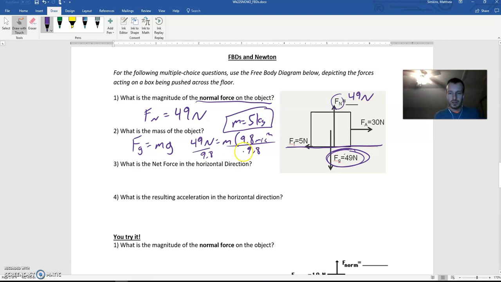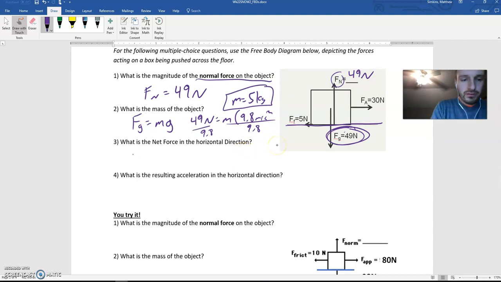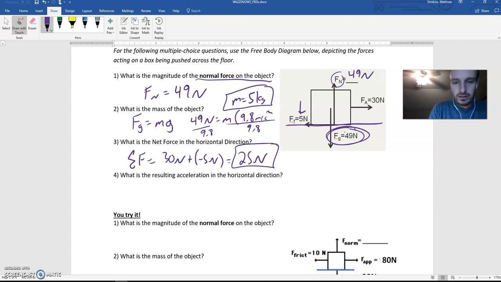What's the net force in the horizontal direction? Well, the net force is the sum of the forces, right? So you do 30 newtons plus minus 5 newtons, because this is to the left, our friction, and that's going to be equal to 25 newtons. So that's our net force.